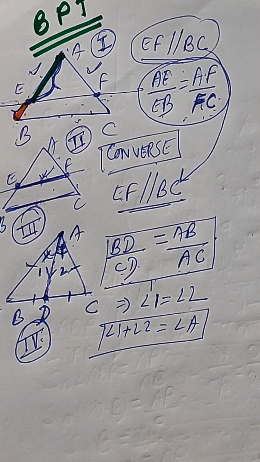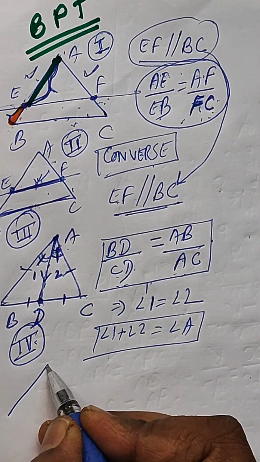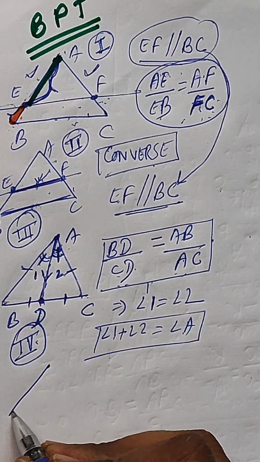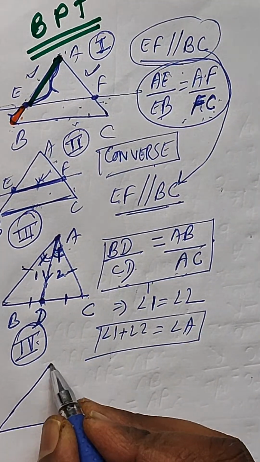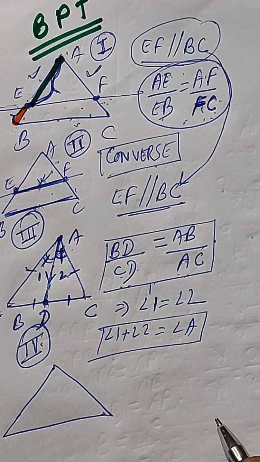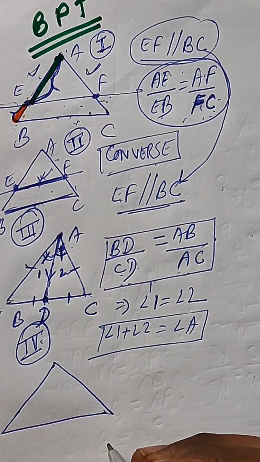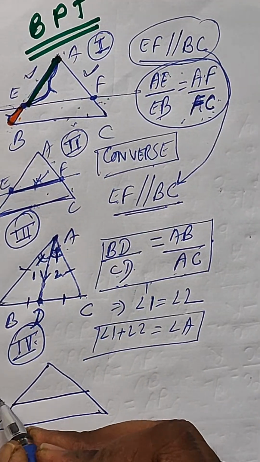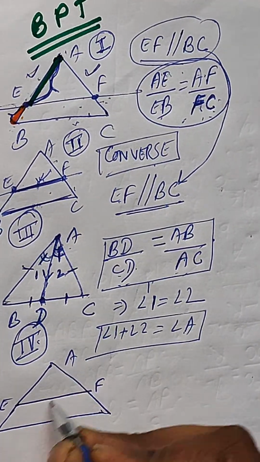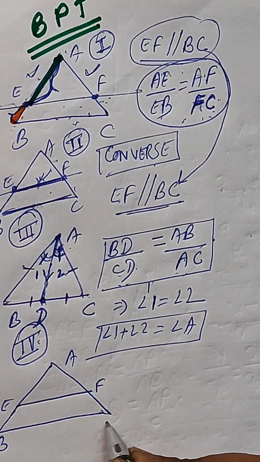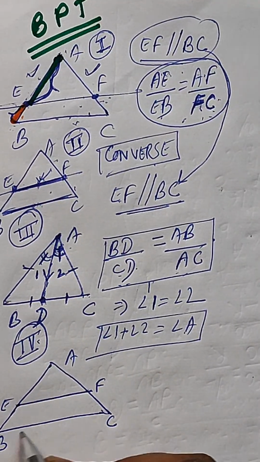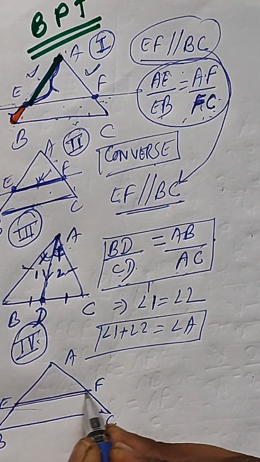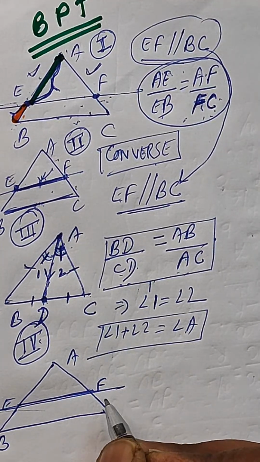If you want, I can quickly take up a few questions. Let us say a triangle is given to you like this, and it's given that EF is parallel to BC. So in this case, what will happen?